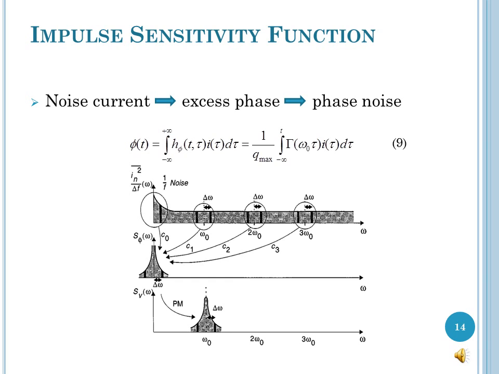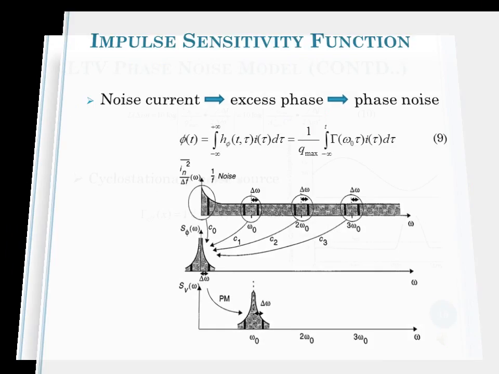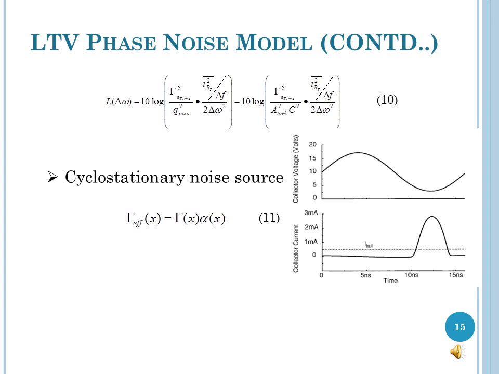Since the noise to phase conversion is linear, excess phase could be obtained using the superposition integral of the impulse response of the system. This excess phase is then reflected at the output as phase noise. Though the equations are omitted on the slide, the conversion of circuit noise into phase noise is shown in the figure using the power spectral densities. The final equation of phase noise in the 1 by f squared region of the spectrum is given here.